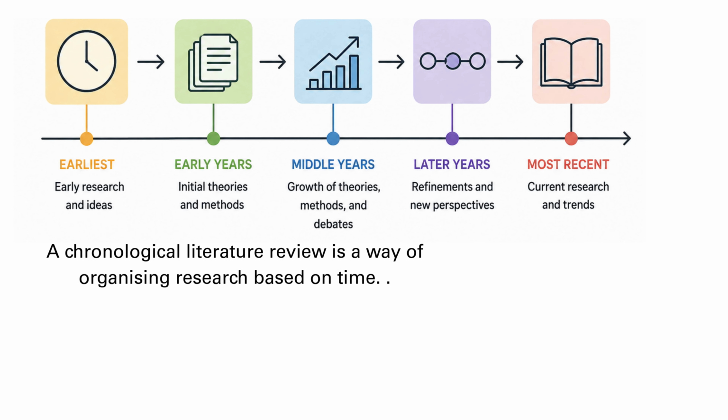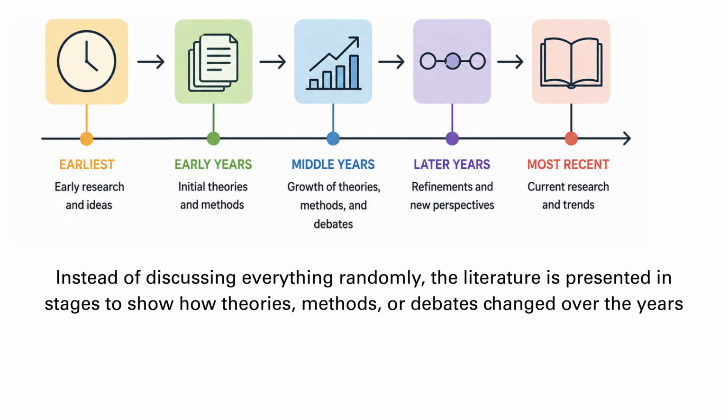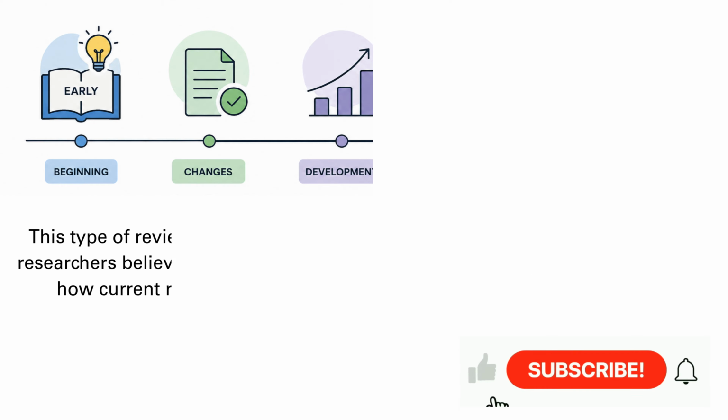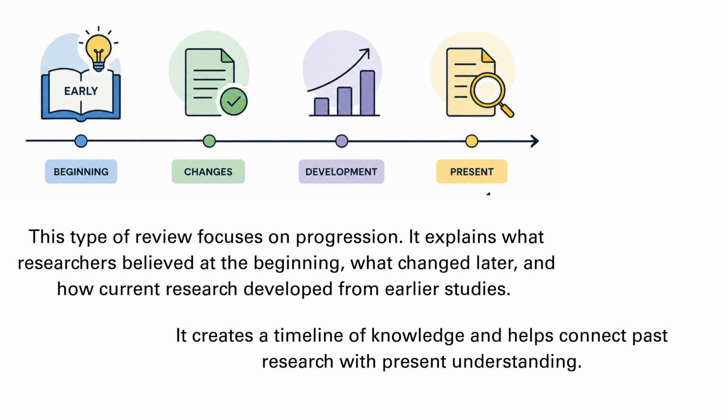A chronological literature review is a way of organizing research based on time. Studies are arranged from the earliest research to the most recent research so the development of ideas becomes clear. Instead of discussing everything randomly, the literature is presented in stages to show how theories, methods, or debates changed over the years. This type of review focuses on progression. It explains what researchers believed at the beginning, what changed later, and how current research developed from earlier studies. It creates a timeline of knowledge and helps connect past research with present understanding.